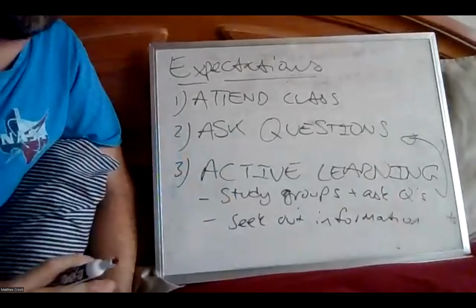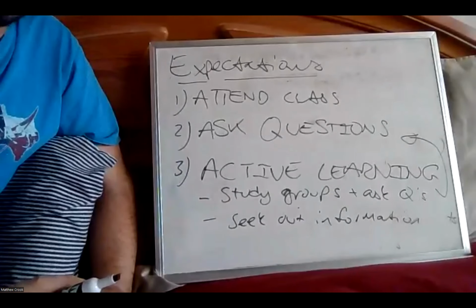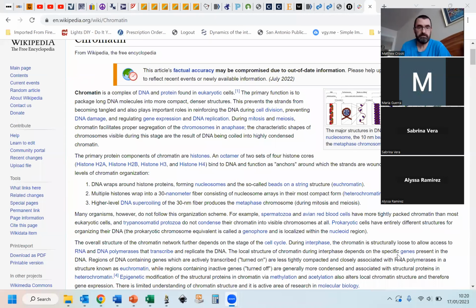Seek out information, right? So the way that I learn is pretty much as I showed you in Wikipedia, right? Obviously, I don't need to type in chromatin to Wikipedia because I already know quite a bit about it. But my first step is almost always to find a source of information to begin with. Right? Wikipedia is actually pretty good, right?